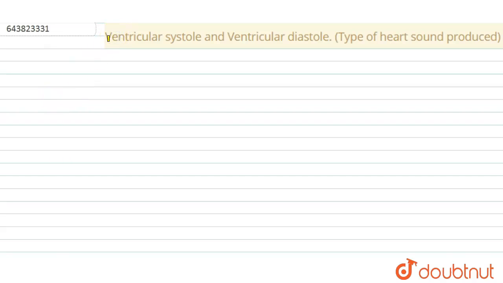So the question says: differentiate ventricular systole and ventricular diastole on the basis of type of heart sound produced. So here we have to differentiate the ventricular systole and the ventricular diastole phases of the heart on the type of heart sound produced. First of all, which are the heart sounds that are produced? We have two types of heart sound. The first heart sound is S1, which is heard as lub. And the second heart sound is S2, and it is heard as dub by the stethoscope.